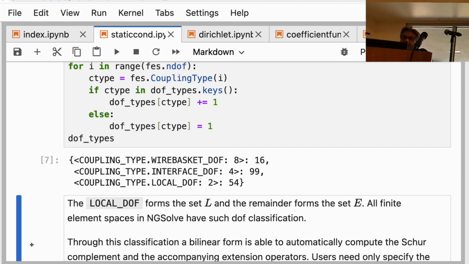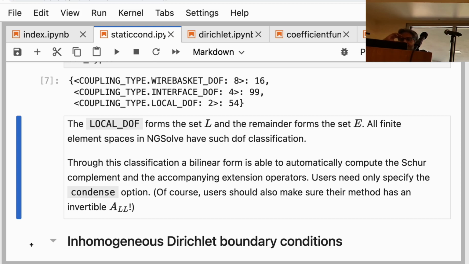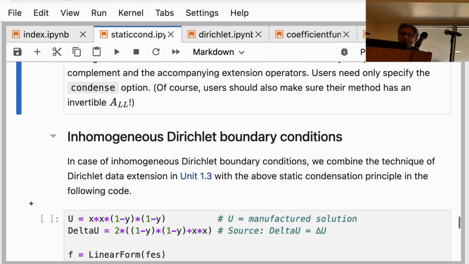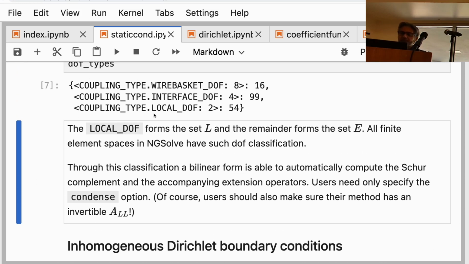And every finite element space in NGSolve has such degree of freedom classification. So if you are taking the source code and you're making a new finite element space implementation, you are required to provide this coupling type of each degree of freedom. Okay. So now what is marked local degrees of freedom is the index set L, and everything else is in E. In our previous formula, that's how the factorization is implemented when the condense option is turned on. And so you could do condense on any bilinear form on any finite element space as long as you have arranged things so that this block ALL is invertible and the Schur complement is invertible.